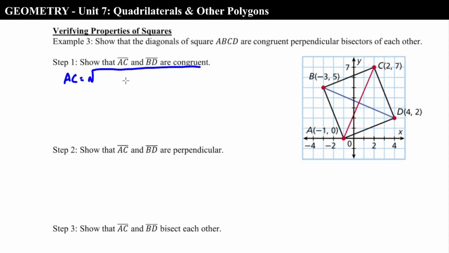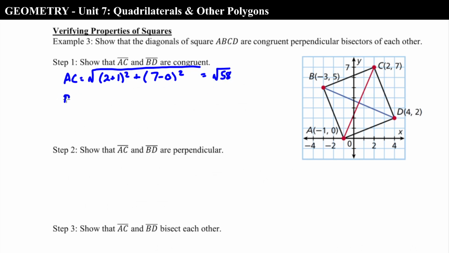So we have 2 minus negative 1, which is 2 plus 1 squared, plus 7 minus 0 squared, and that's going to equal the square root of 58.